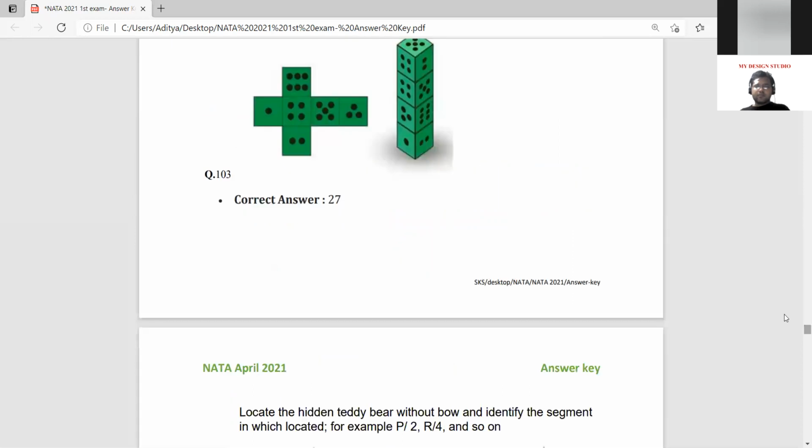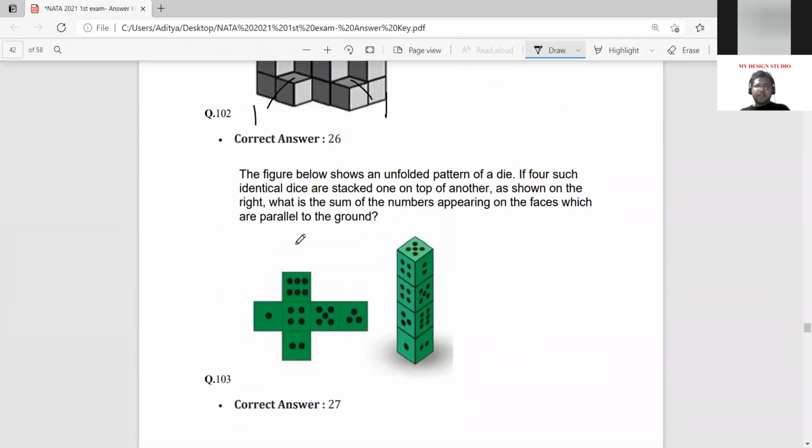This diagram shows a system of dice. From here we can know that 1 is opposite to 5, so you can write it down: 1, 5. 2 is opposite to 6, so that's something we can write down. And 4 is opposite to 3. That is the overall combination that we can see.